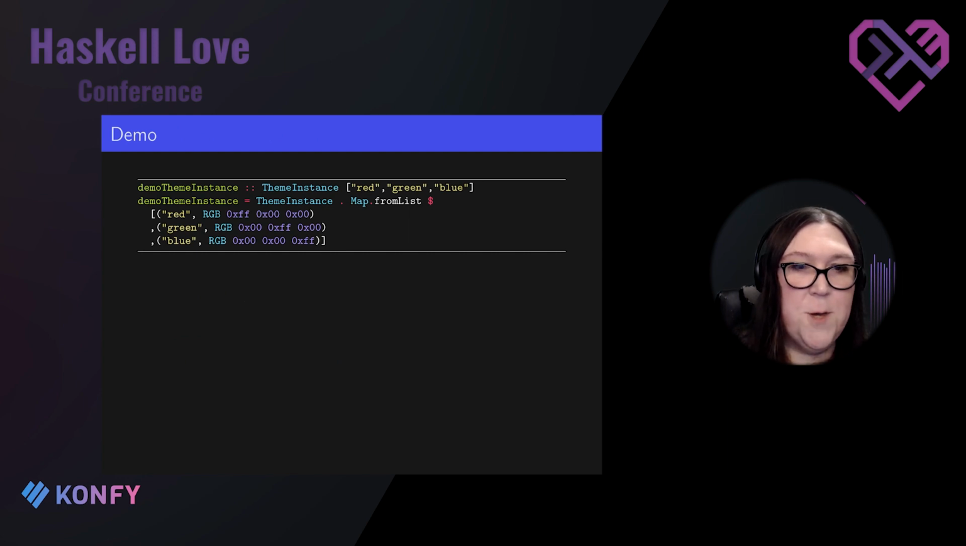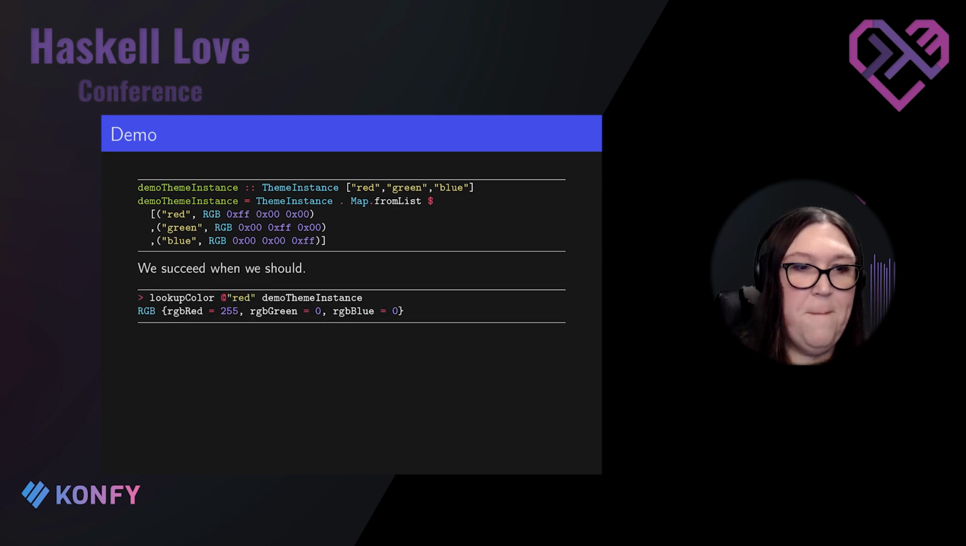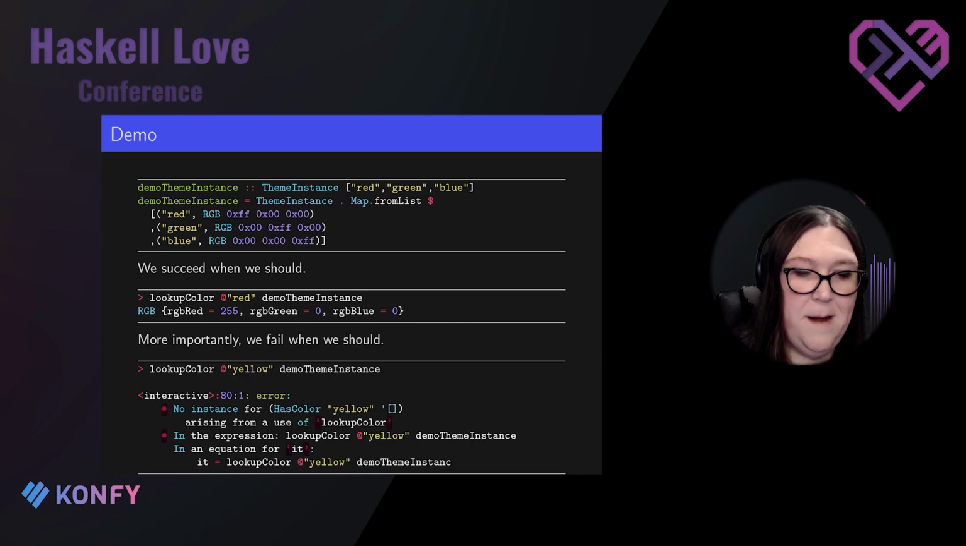And this works, right? I can call demo theme instance. I can give it this list of red, green, blue with a map. And if I look something up like red, I get a value. And more importantly, if I look something up like yellow, I get a compile time error, just like I would hope, because yellow isn't part of that list. And this is a little bit ugly, right? These error messages, we can make these better, but unfortunately, we're not going to have time to dive into that in this talk.